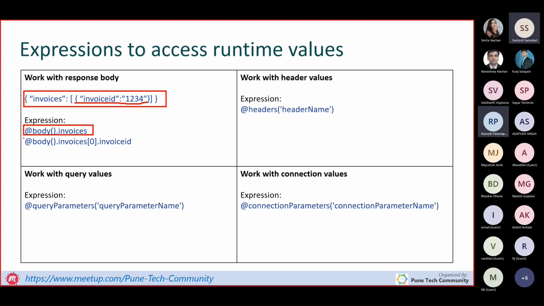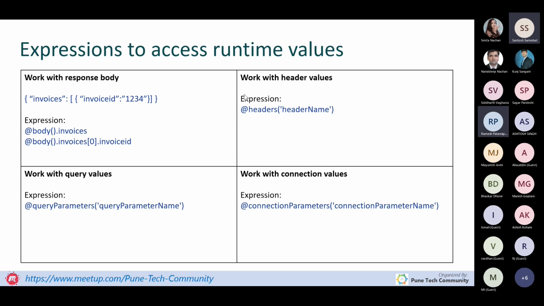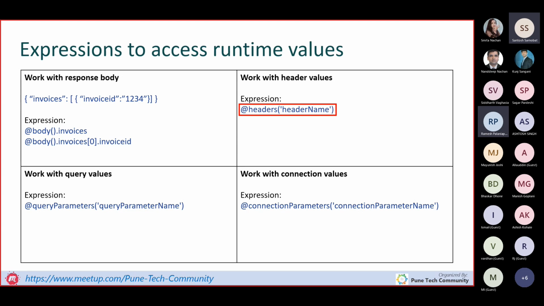The second one: if you want to check the zeroth item of the invoices, for example with ID 123, then you can say body.invoices[0].invoiceId, and it will give you the invoice ID at the zeroth position. The next one is working with header values. If you want to get the header values, you can use the expression headers and the header name. If you want to work with the query values, you use the expression queryParameters and the query parameter name. And when it comes to working with the connection values, you use connectionParameters and provide the connection parameter name.